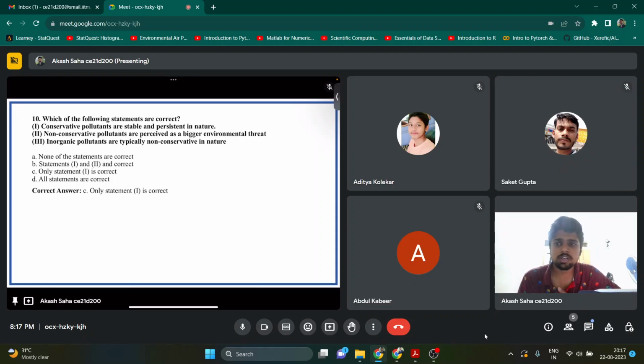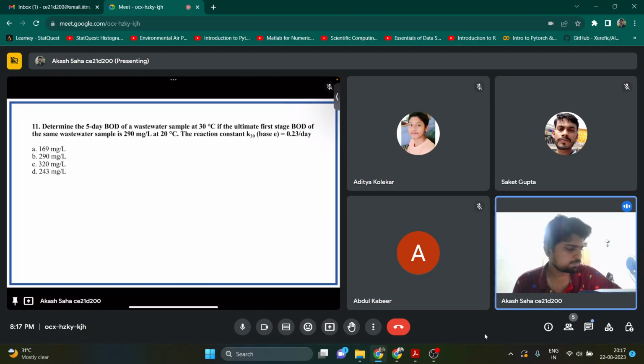So non-conservative pollutants are not a bigger environmental threat, that's what it is saying. It is a threat, but as compared to the conservative pollutant, it is not a bigger environmental threat. It is in comparison. Until it is getting decomposed, it is a problem. But once it is decomposed, it is not a problem for us.